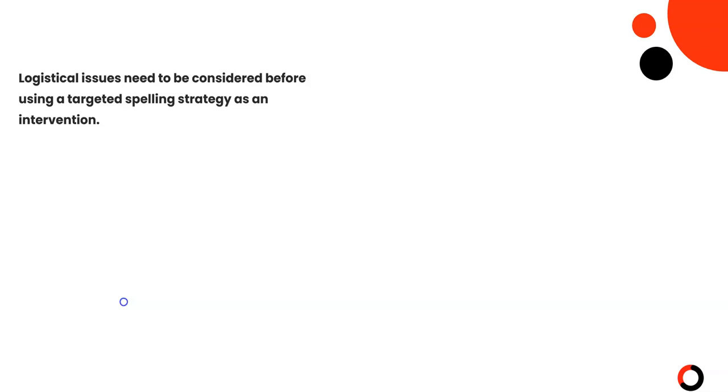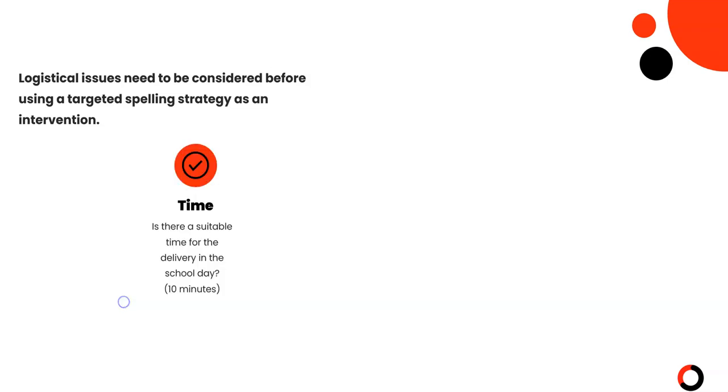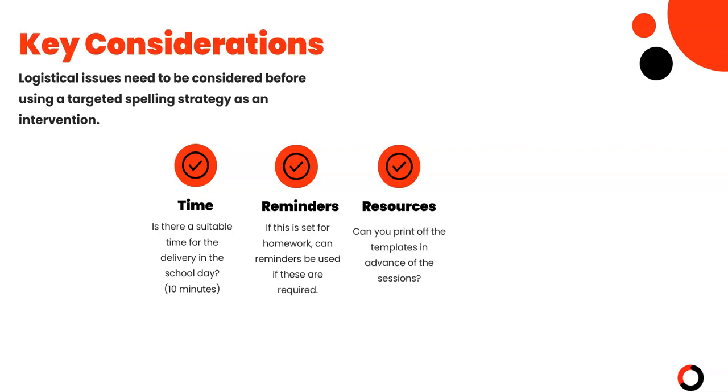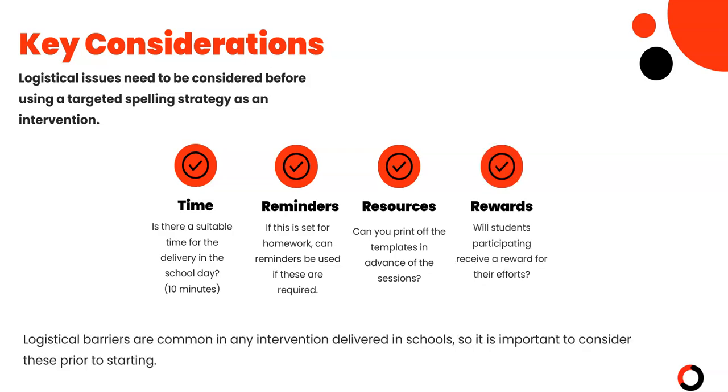Logistical issues need to be considered before using a targeted spelling strategy as an intervention. These include time. Is there a suitable time for the delivery in the school day? Reminders if it's set as homework. Resources, can you print off the templates in advance if these are required? And then will you link this to rewards? So logistical barriers are common in any intervention delivered in schools, so it's just important to consider these prior to starting.